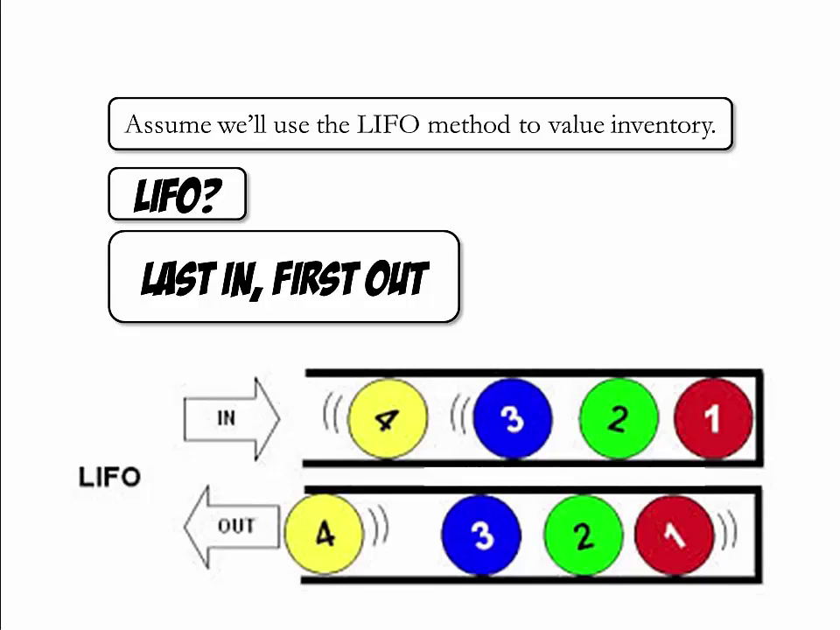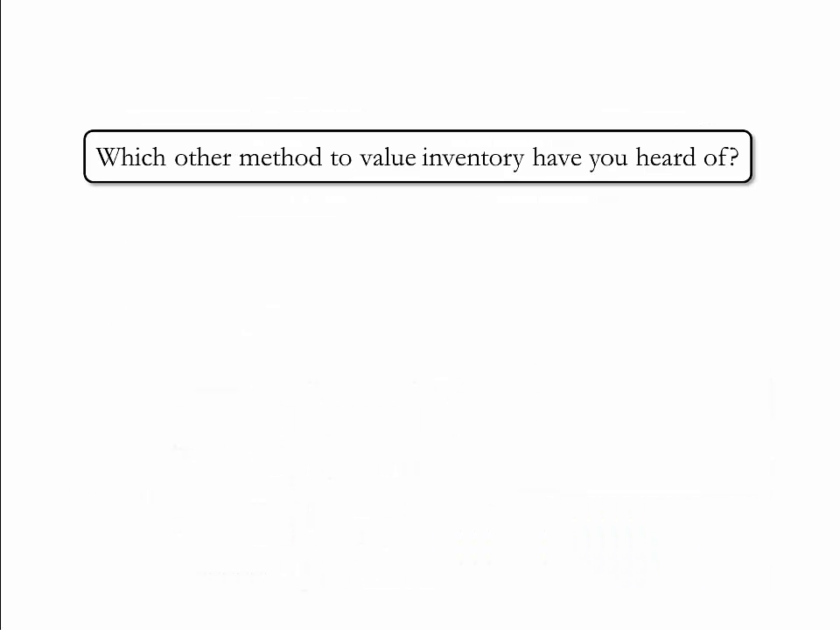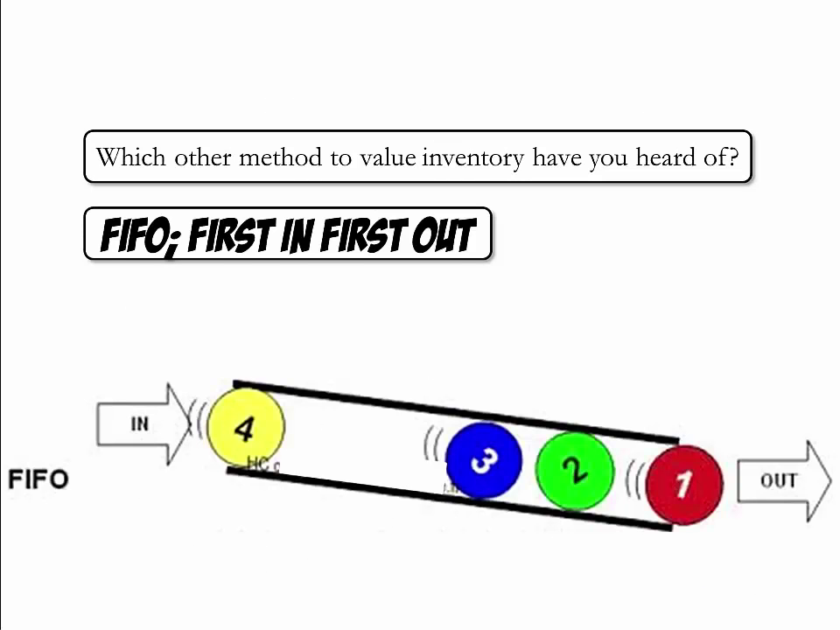The idea is that when we value our inventory, we will assume that we will first use item number 4 in our production, even though it was added to the inventory last. Which other method to value inventory have you heard of? FIFO, which stands for first in, first out. As the image illustrates, this method of inventory valuation assumes that we will first use item number 1 in our production, which is also the item that was added to the inventory first.